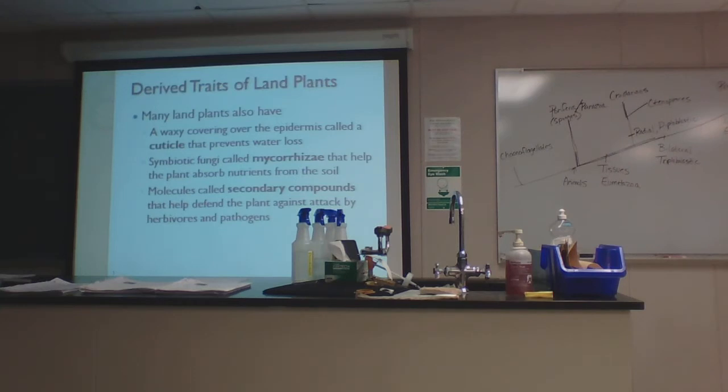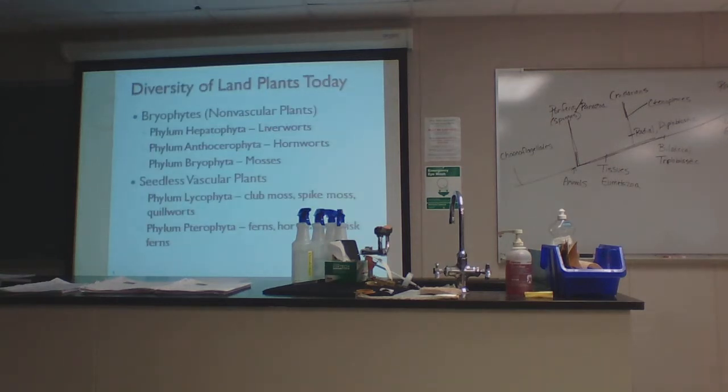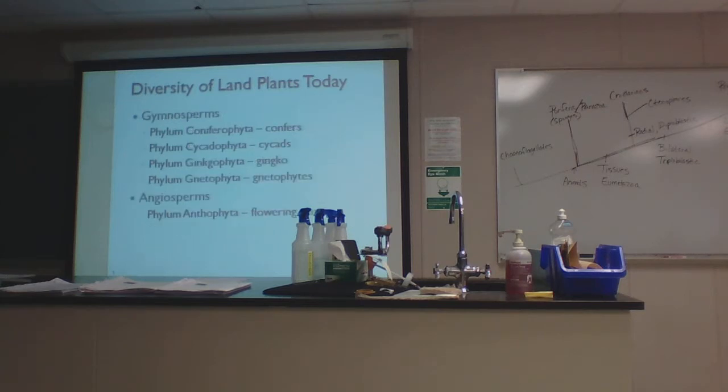All right, then, so they have a cuticle, they have mycorrhizae and secondary compounds. You should know what all those things are. Okay, then we talk about the different groups of plants. So for each group of plants, you should know like the kind of plants that are found in each group. Like that mosses are a type of non-vascular plant, and ferns are a type of seedless vascular plant, and so on. And then we've got the gymnosperms and the angiosperms.